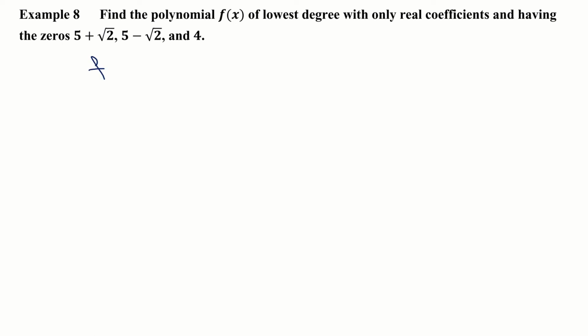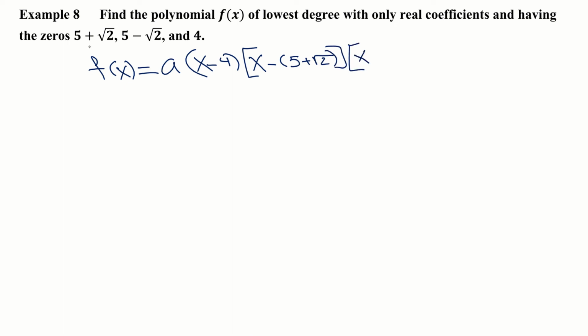So we have f of x equals a times x minus the first zero. Let me put the 4 first. Doesn't matter the order, right? And then times x minus the second zero, 5 plus radical 2. Make sure you parenthesize it because the negative needs to be distributed. And then times x minus quantity 5 minus radical 2.